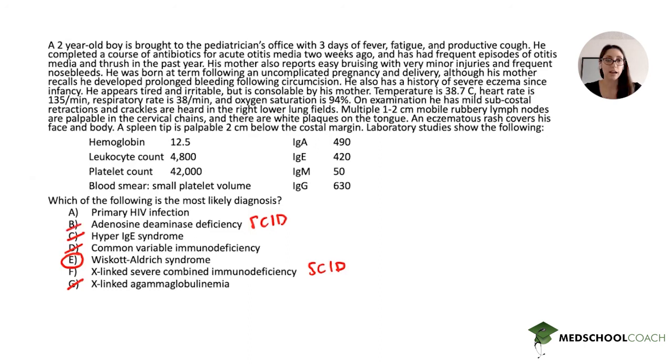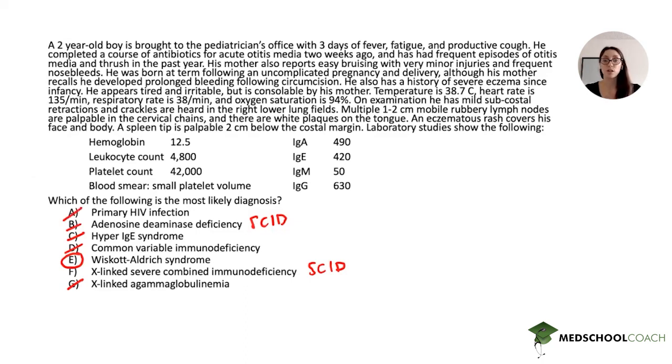And then primary HIV infection also has some other features that are part of the constellation of primary HIV, including diarrhea, rash, mucocutaneous findings. So I would definitely review the presentation for primary HIV infection, but it does not include these findings of eczema and recurrent bleeding and thrombocytopenia. So that was not correct.